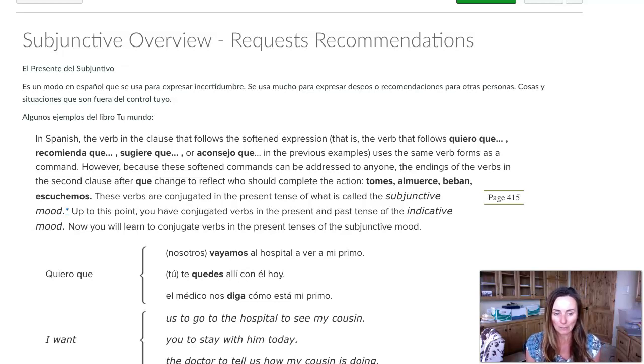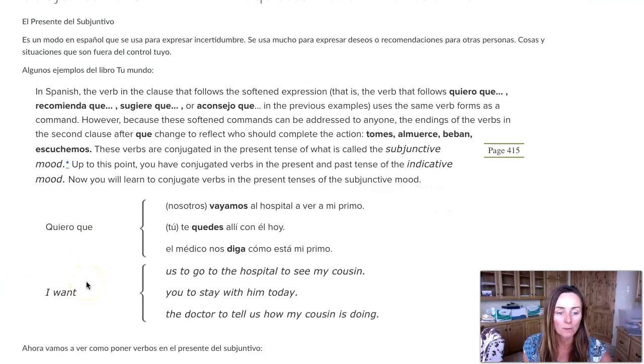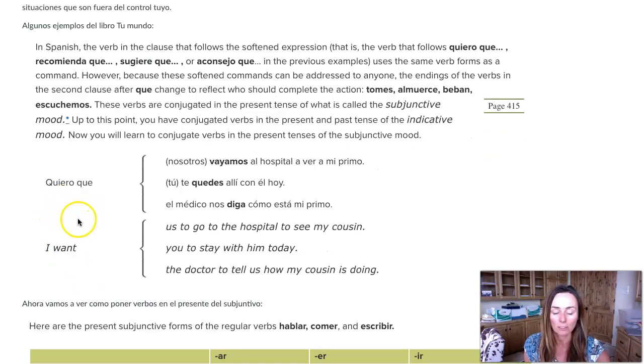So es un modo en español, so it's a mode in Spanish, que se usa para expresar incertidumbre, which is uncertainty, y se usa mucho para expresar deseos, recomendaciones para otras personas, cosas y situaciones que son fuera del control tuyo. Entonces, algunos ejemplos que ves, so dice, yo quiero que, we'll just look at the examples first, nosotros vayamos al hospital, que tú te quedes ahí con él hoy, que el médico nos diga cómo está mi primo. So, yo quiero que, and then otra persona.